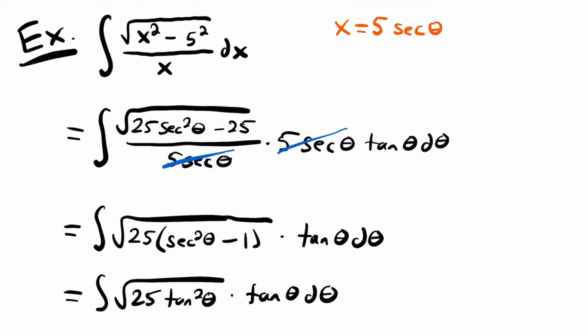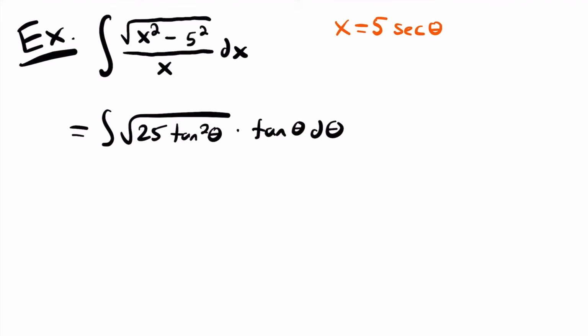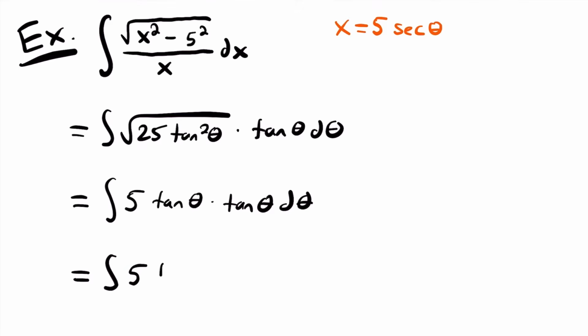Now if I clean up my work again, we can then take the square root of both of these parts. So the square root of 25 is 5, and the square root of tangent squared theta is tangent theta. And so this is equal to the integral of 5 times tangent theta, and then times this tangent theta, and then d theta. Now we have two tangent thetas that if we multiply together, we will get tangent squared theta. And so this will be equal to the integral of 5 times tangent squared theta d theta. All right, and so now we have simplified to a trigonometric integral that we can solve.